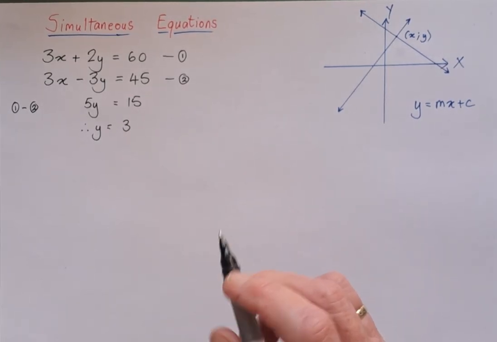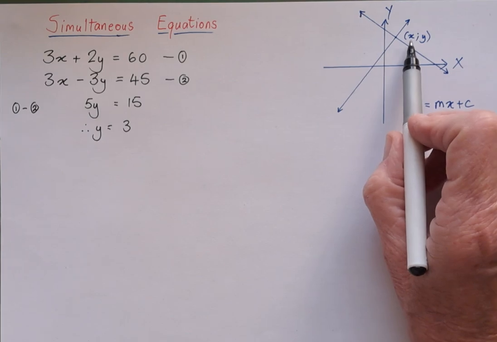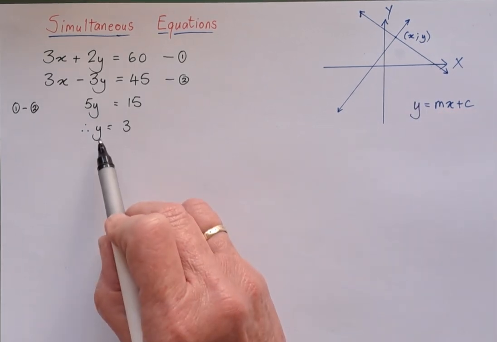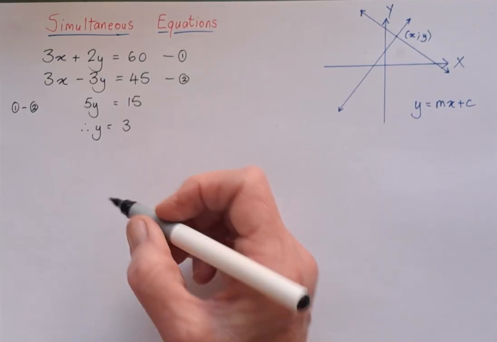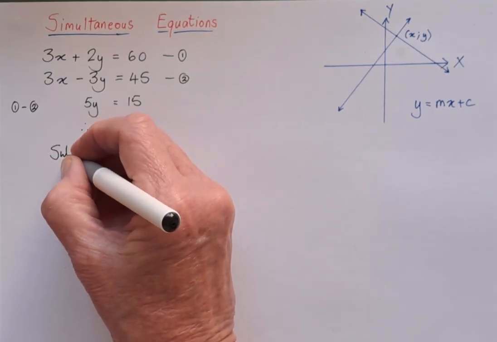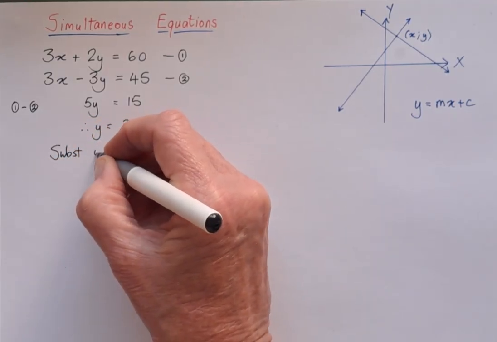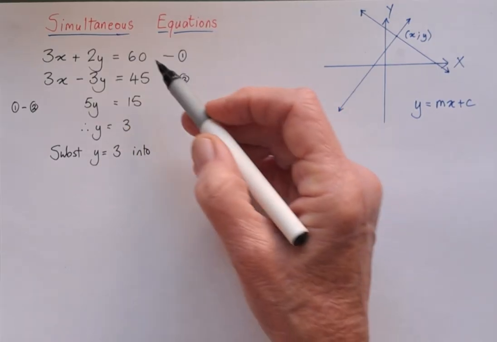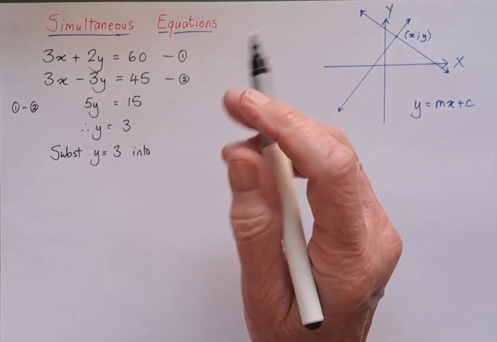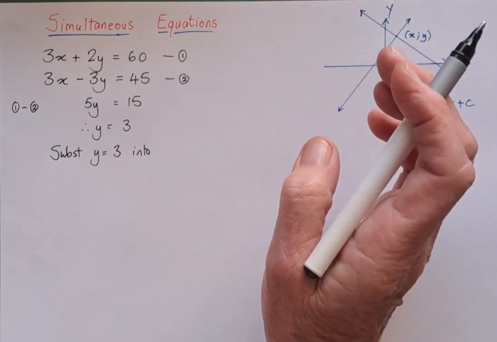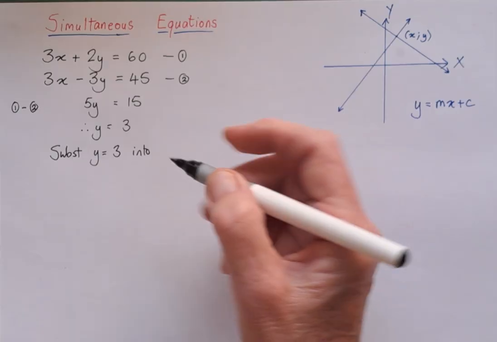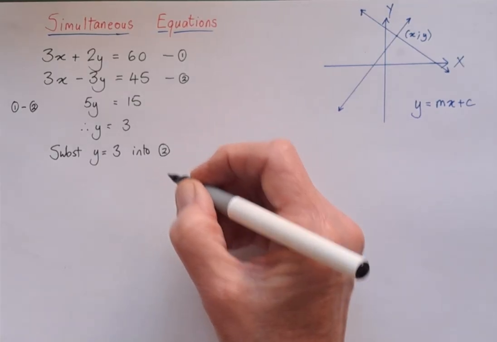Don't stop there, because remember we're trying to find an ordered pair which is made up of an x coordinate and a y coordinate. I've got the y coordinate. So now I'm going to substitute y equal to 3 into one of my original equations, and it doesn't matter which one you substitute it into, you will get the same answer. So I'm going to choose number 2. It really makes no difference.